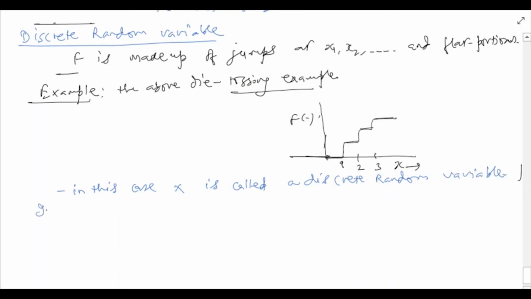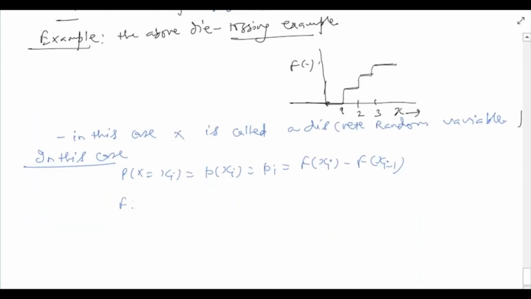In this case, probability of x equal to small xi, or p xi, or in short just pi, turns out to be F xi minus F xi minus 1, and F x can be expressed in terms of these probabilities as follows. F x is summation over i such that xi is less than or equal to x of pi, for all x in R.